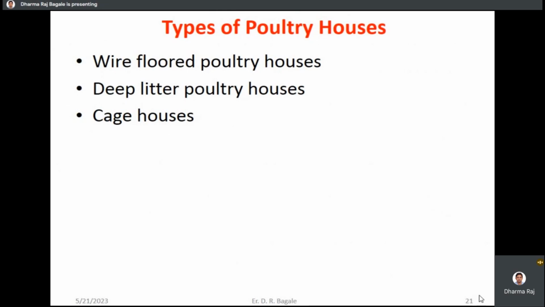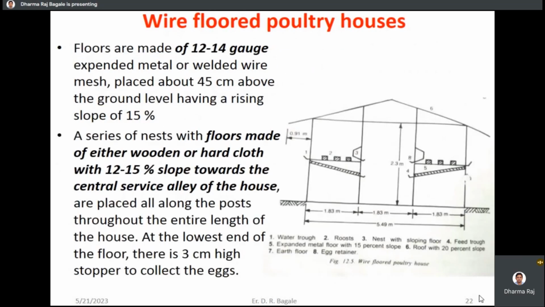Okay, poultry houses also have 3 systems: wire floor poultry house, deep litter poultry house, and cage house. In the wire floor poultry house, these are usually used for birds laying eggs. Here we usually keep the birds in 2 rows, with an aisle in the middle, where we feed the birds and usually collect the eggs.